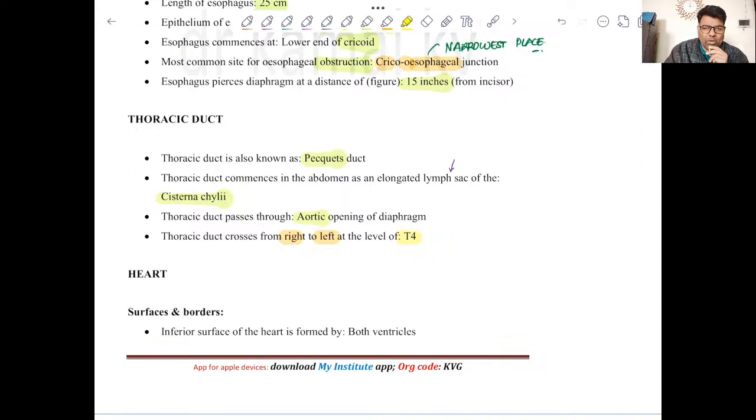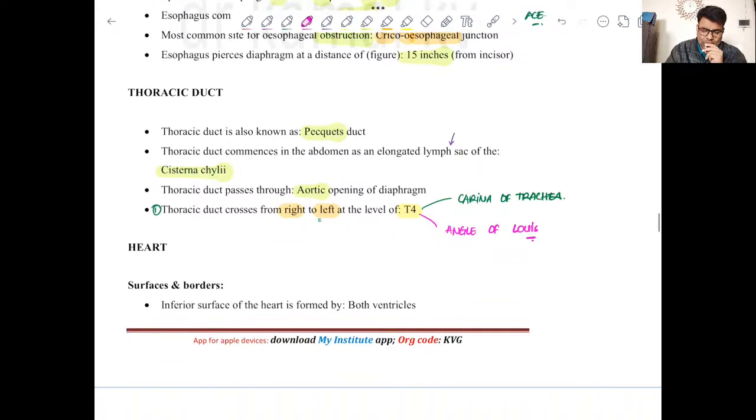So T4 is an important vertebral level in body. One is, of course, the thoracic duct is changing its direction from right to left. Another is carina of trachea. Now carina is the point where the trachea divides into right and left main bronchus. Then it is the point of angle of Louis. Angle of Louis is manubriosternal junction. So T4 is very important.